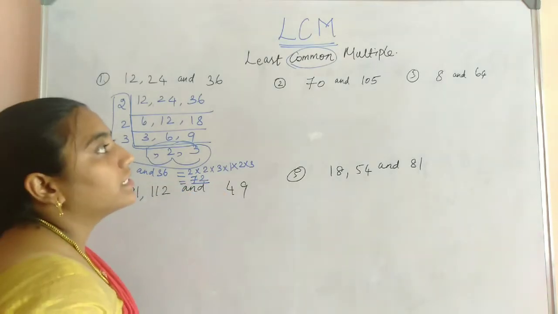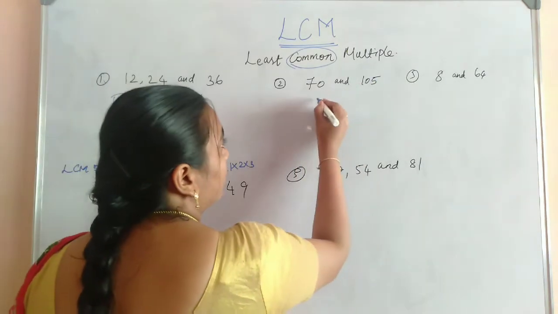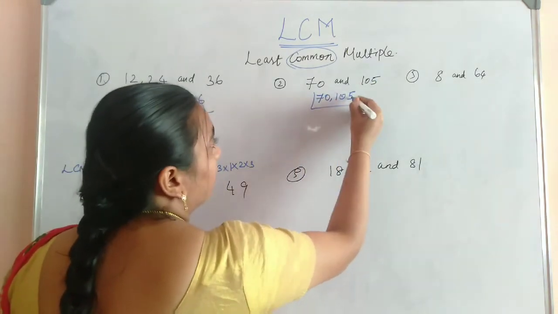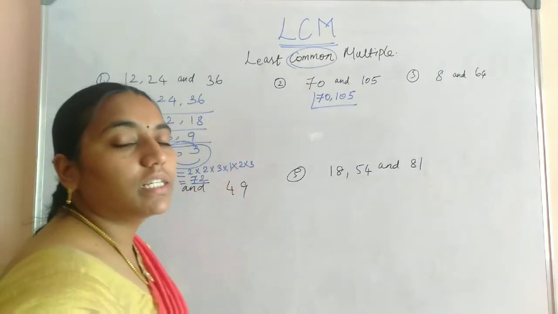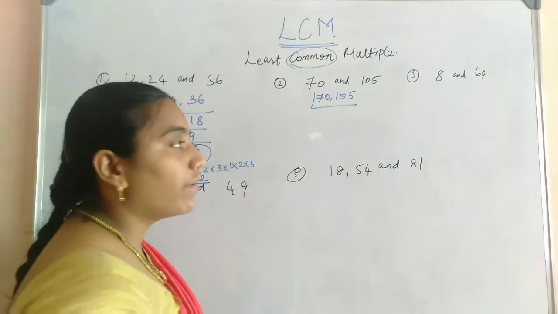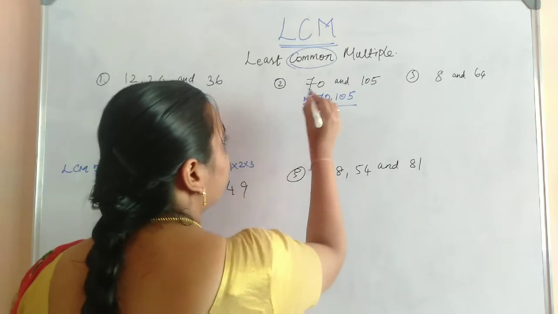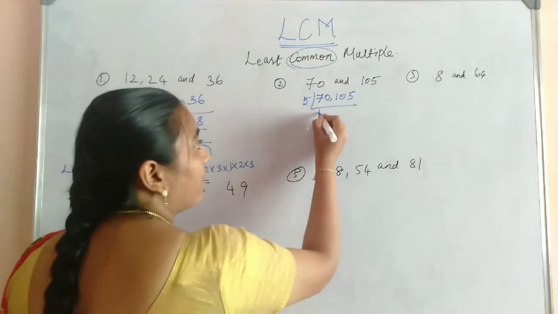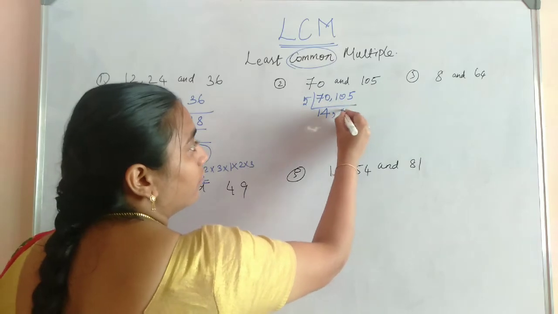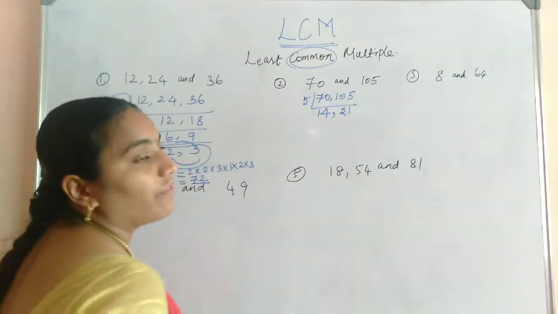Okay, we will move on to the next sum. Next there are only 2 numbers: 70 and 105. The number ends with 5, so it is easily divisible by 5. Ending with 0 is also divisible by 5. So we take the 5 table. 1 5 is 5, and 2 4 5s are 20. Again 2 5s are 10, 1 5 is 5.